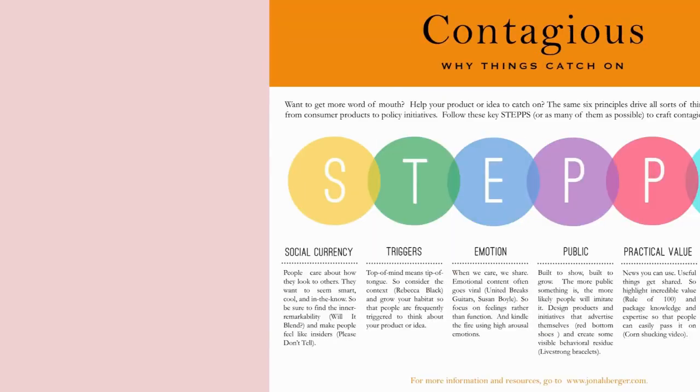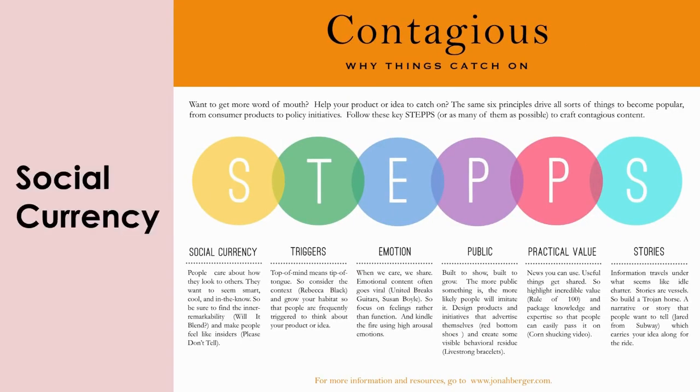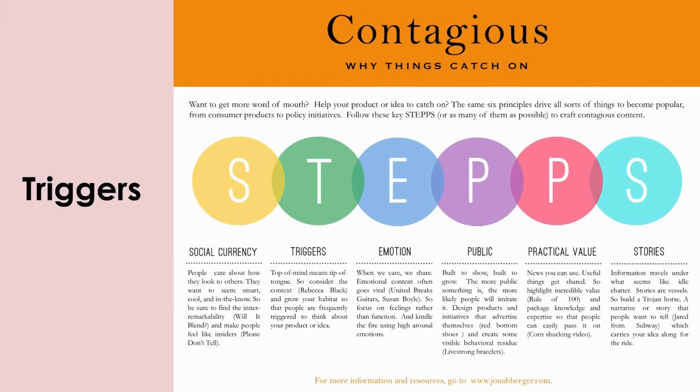Social currency. People like to share things that make them look good to others. For example, you might share a company's video if it makes you look intelligent. Triggers. People share things when they are triggered to do so with reminders. For example, Irish products are likely to get shared on St. Patrick's Day because St. Patrick's Day is a trigger.